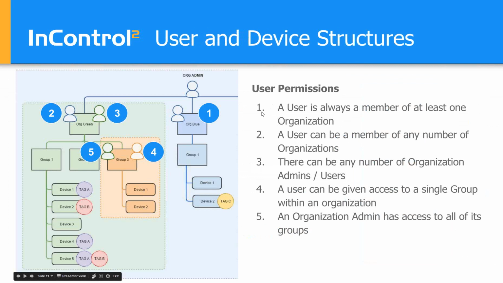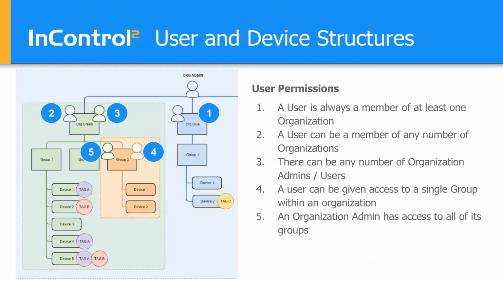Now, as far as how we structure the account, again, a user is always at least a member of one organization, but a user can have any number of organizations that they are associated to. Just that, again, an organization can have multiple admins, multiple users. There are different access levels within InControl 2, each with their own security protocols.